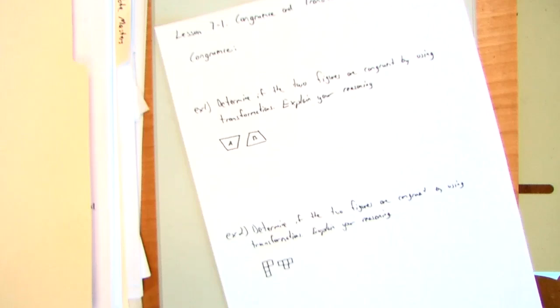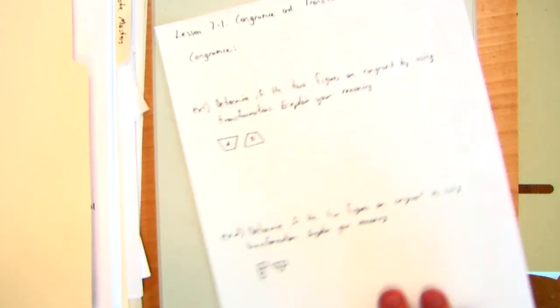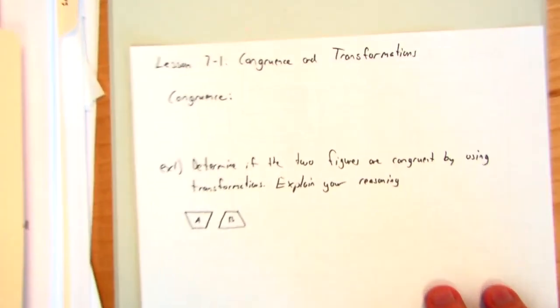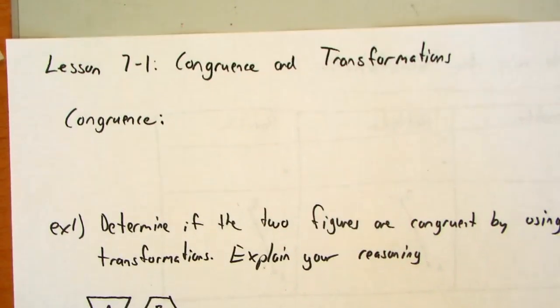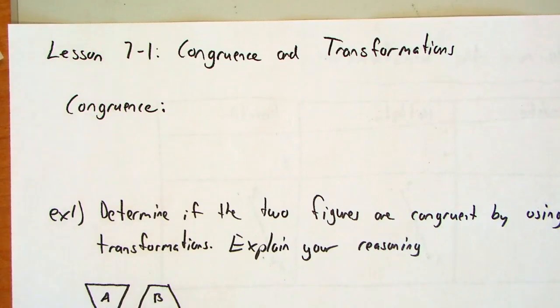All right, so today we're going to be talking about Chapter 7, Lesson 1. This is all about congruence and transformation. Some of the things we're going to be utilizing in this lesson are things that we did last chapter. First of all, we want to talk about what congruence is.